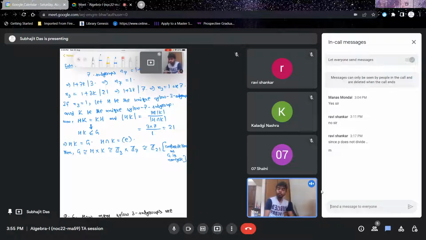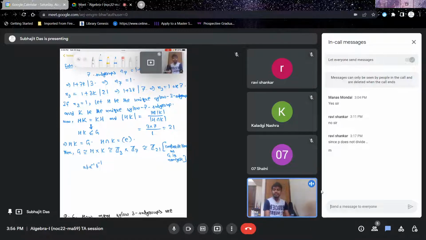We could do this without using these isomorphisms. We could do everything internally. Since H is abelian and K is abelian, we could show that HK is abelian precisely because you take any element A in H and any element B in K, and you consider the product A, B, A inverse, B inverse. A is in H, B is in K.